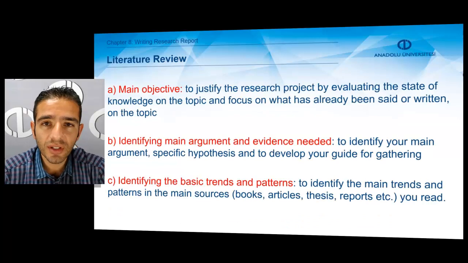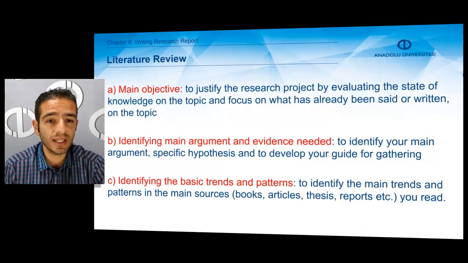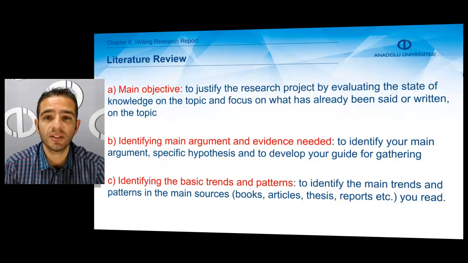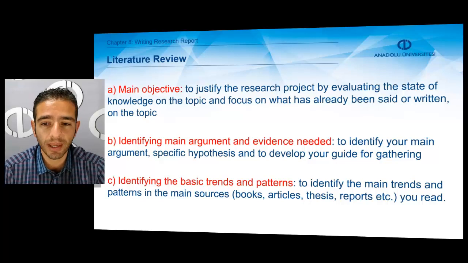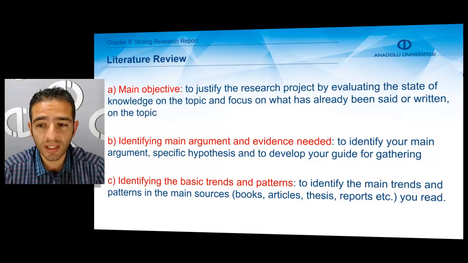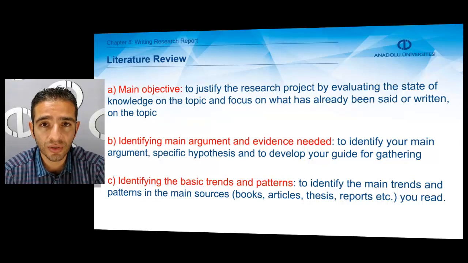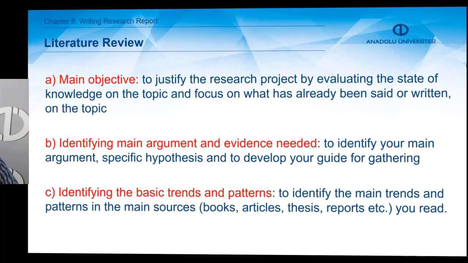In your literature review, you need to follow 3 main principles. The first one is the main objective. You need to justify the research project by evaluating the state of knowledge on the topic. And you need to focus on what has already been said or written in your research area. Your literature review should cover other studies that were conducted in your own research area.